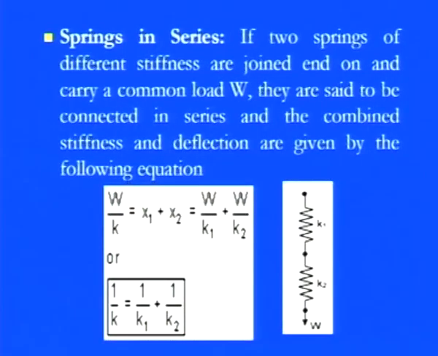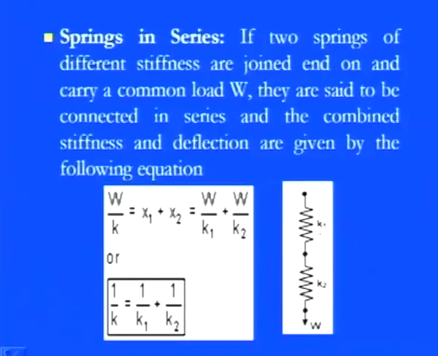So this is the discussion we are going to have in this lecture. We are starting with the spring part: suppose two springs are connected in series. These two springs have different stiffness, because they are made of different materials.